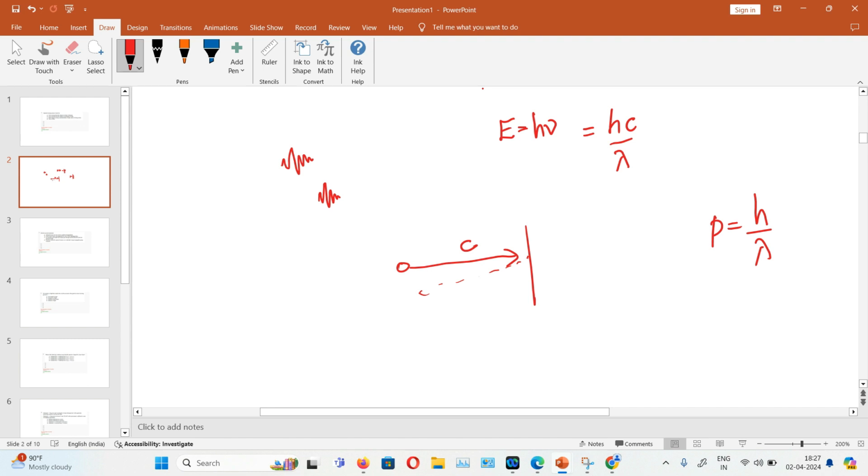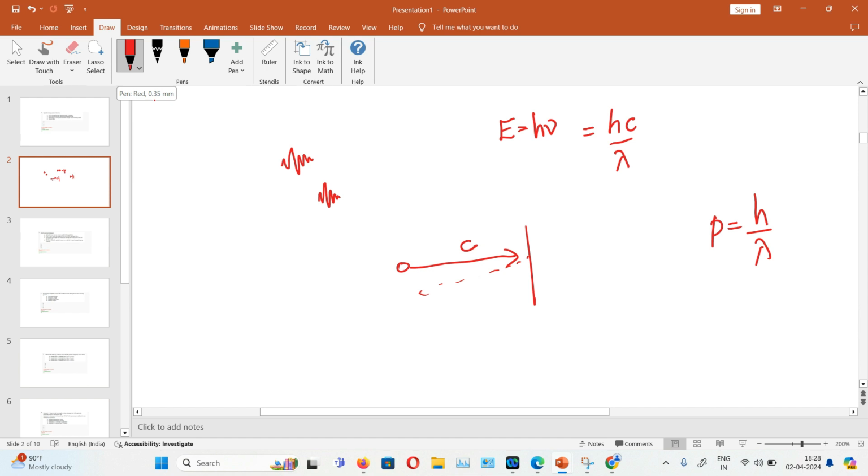When the direction of the photon changes, the momentum of the photon also changes, because momentum is a vector quantity. In classical mechanics, if there is a change in momentum, there will be an associated force. So if the photon's momentum changes, some force is experienced by the photon, and that means somebody exerted a force on the photon.